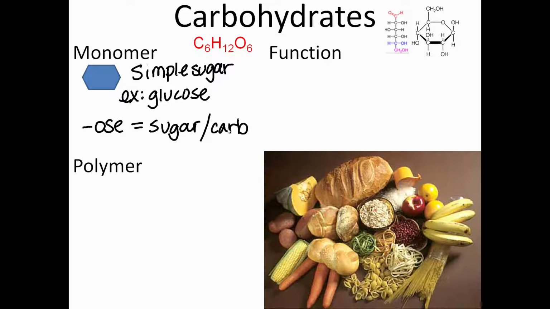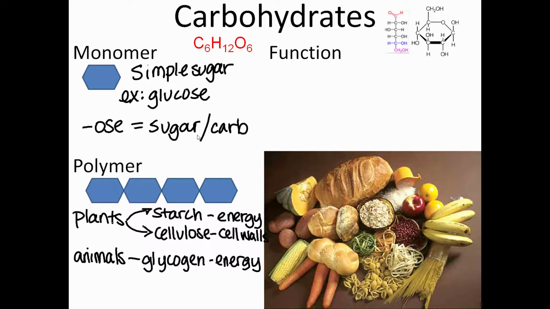Polymer, when we put them together, plants will actually take them and put them into complex sugars, which we can call starch. Even more complex sugars, which we call cellulose, which they use like their bones for support in the cell wall. And animals can do the same thing with glycogen, which we'll talk about when we start talking about how people break down these sugars, or animals break down these sugars and form energy.